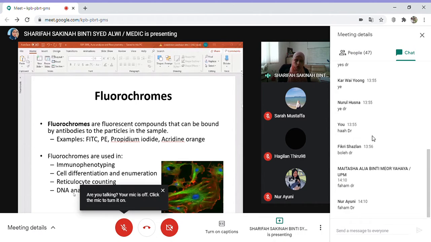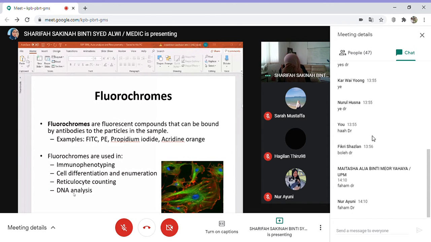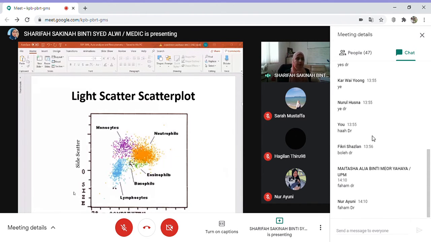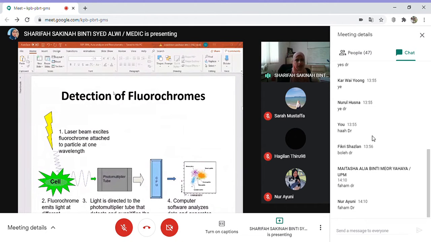When you want to purchase any fluorochromes for you to stain the cells, you must know what you want to look at, whether you want to observe the immunophenotyping, or you want to look at the cell differentiation, or if you want to do the DNA analysis. There are more actually, so you have to be very careful when you select the staining. All right, so detection of fluorochromes.